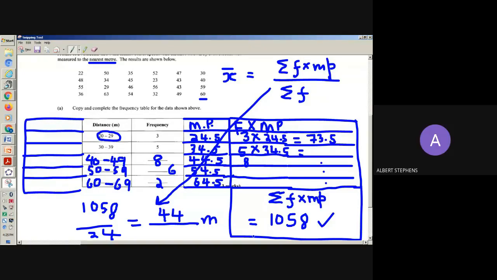It's F multiplied by MP. So 3 times 24.5 equals 73.5, and then you work out everything. After you get the answers for all of them, you add them up and you get 1058. So why may I get 1038?